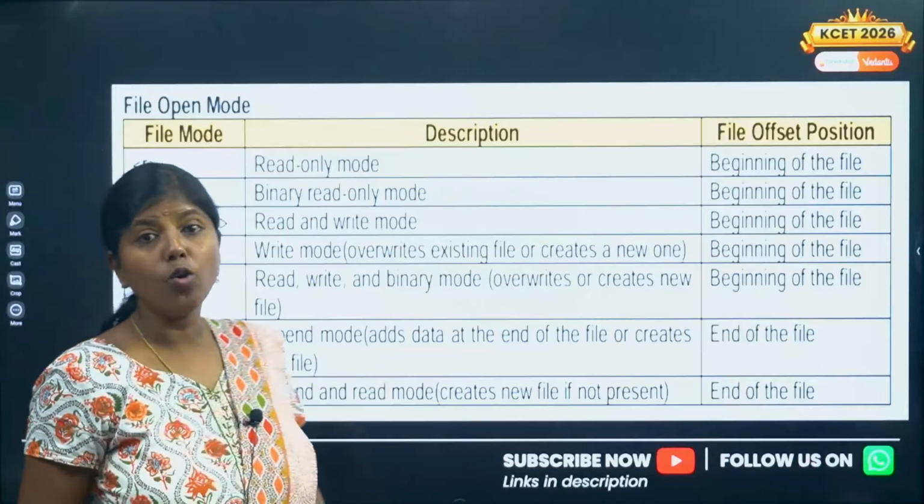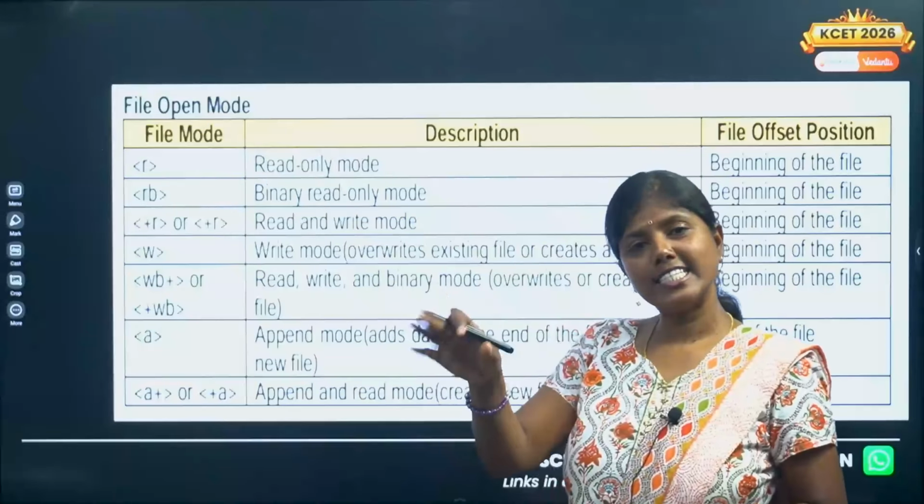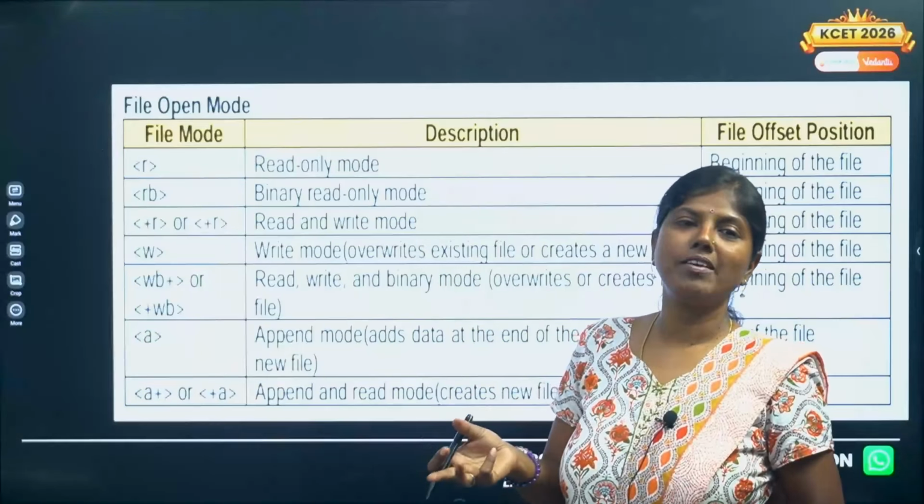So r plus means read and write both. w plus is also read and write both. b indicates it's binary, as simple as that. r is for reading, w is for writing, a for appending. If you have plus it means both read and write, and b is binary, just remember that.